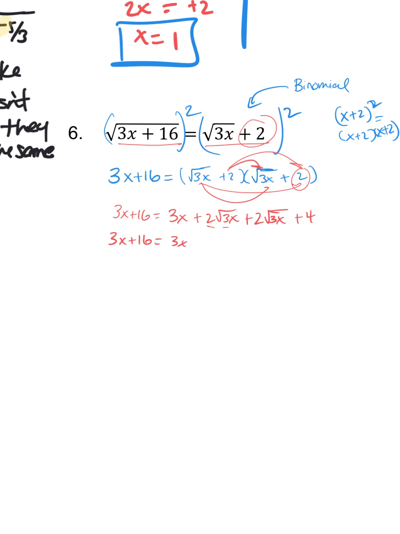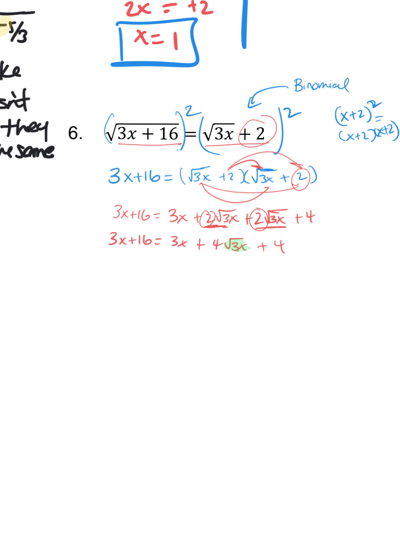So I have 2 square roots of 3x and 2 square roots of 3x, so that means I have 4 square root of 3x. Remember, when you're combining like terms with radicals, you just look at the number in the front. Combine those, and then plus 4. Now, notice I have this radical. If you have a radical left over when you're doing it, you didn't do anything wrong, you did it right, then you know that you have to do the whole thing again.